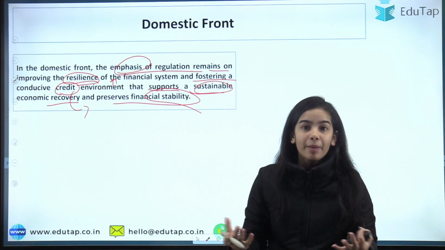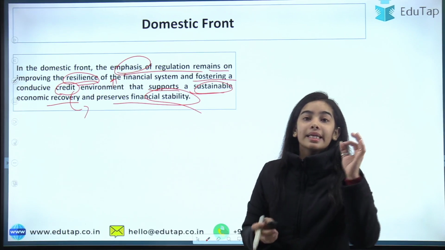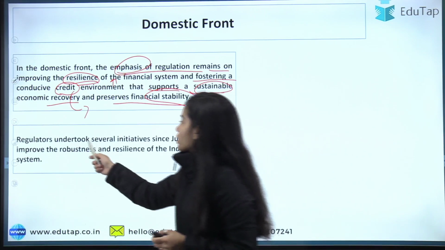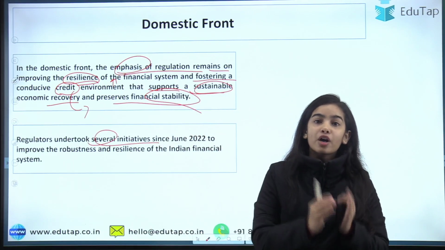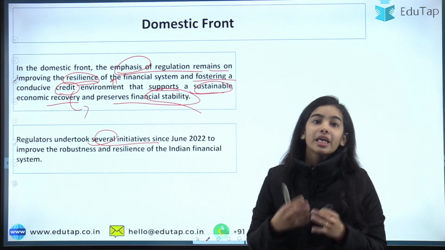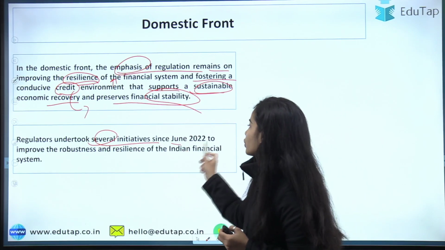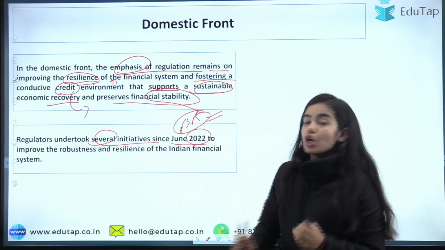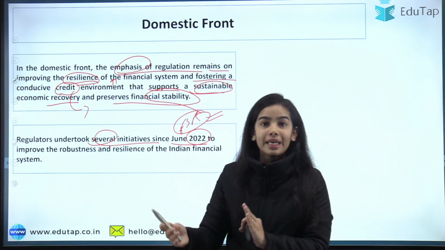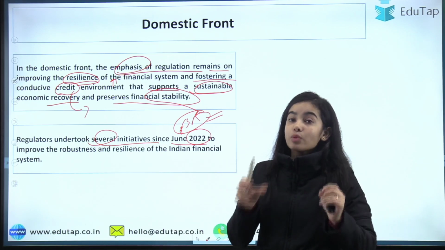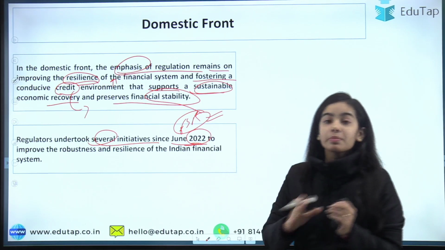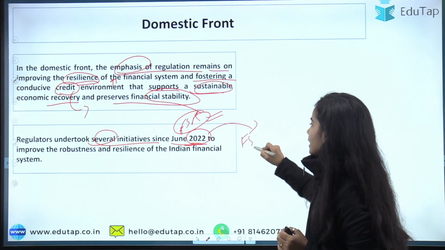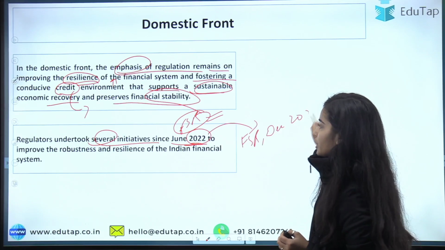So when the credit environment is there, when credit growth is there, then we can say economic recovery is happening. Regulators undertook several initiatives, not only the Reserve Bank of India but SEBI and others, since June 2022, because the last FSR was released in June 2022. The steps taken by the different regulators since then are in this new FSR, released in December 2022.